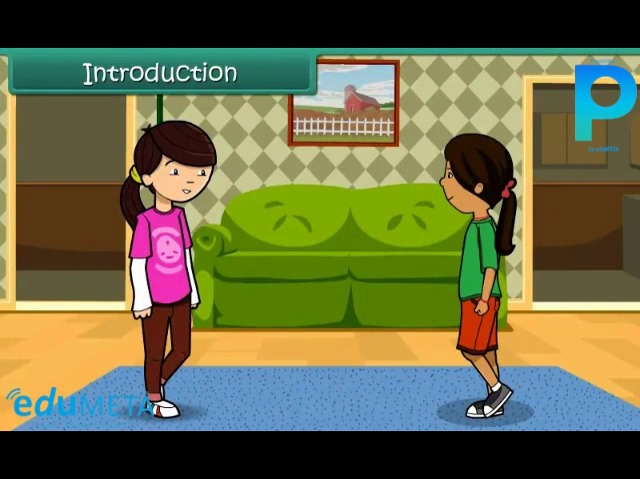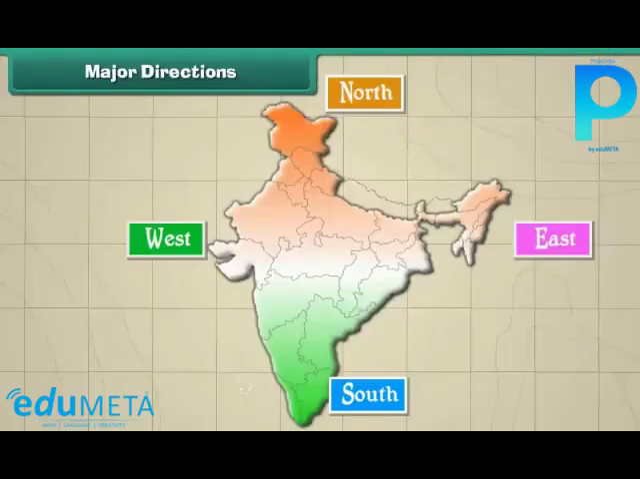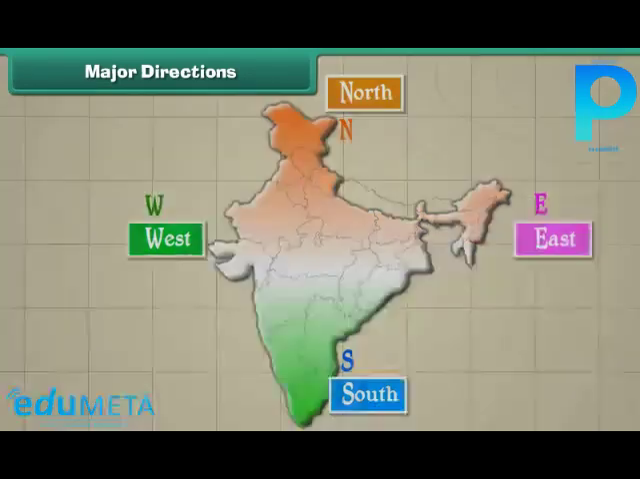In this lesson, you will learn about directions in time. Major directions. There are 4 main directions. They are north, east, south, and west. The 4 letters N, E, S, and W represent these directions.